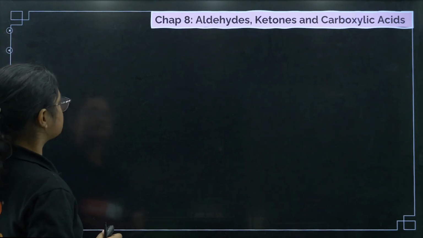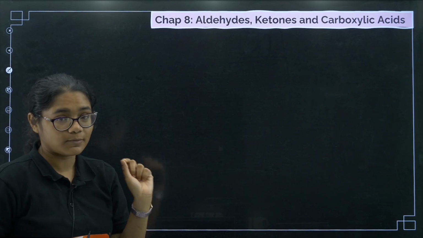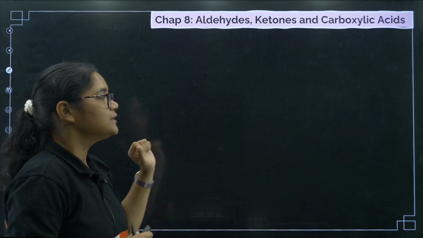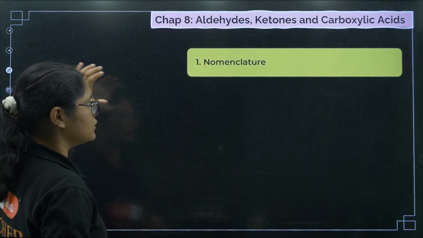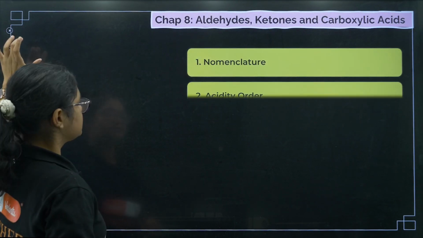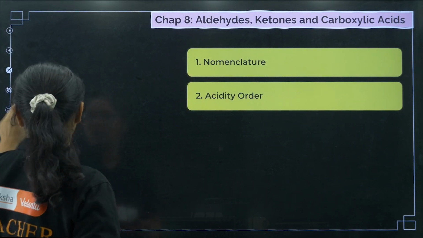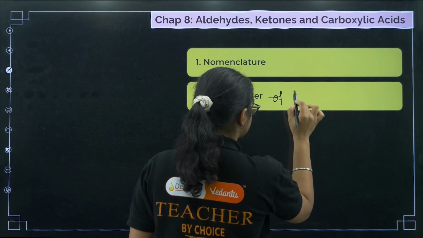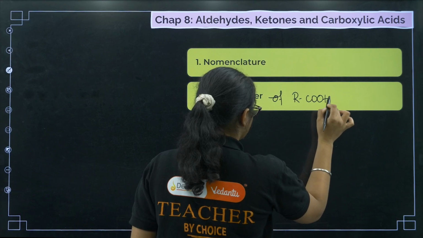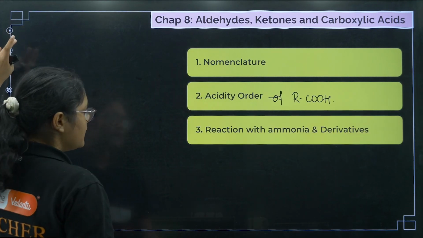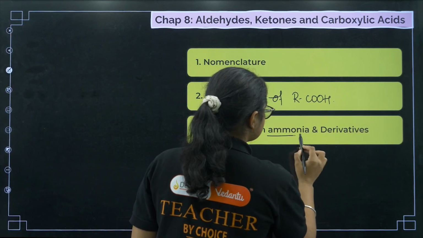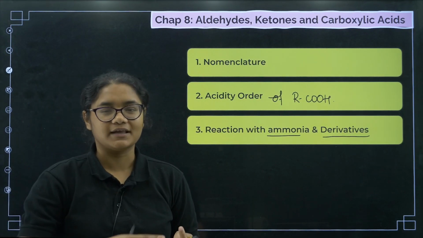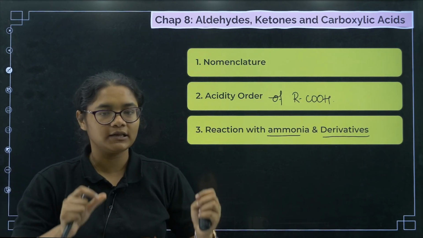Okay. Next, we'll go to aldehydes, ketones and carboxylic acids, the very important, high weightage, lengthy chapter. Here, first you should focus on the nomenclature. Next, we have acidity order. Because carboxylic acids are there, the acidity order of acids is a most probable question in this chapter. Next, you should know the reactions with ammonia and its derivatives. That table is there, right? Hydrazine, semicarbazide, hydroxylamine. So many reactions are there.